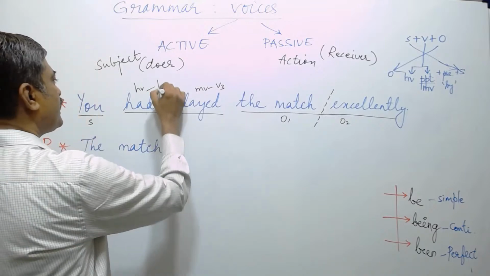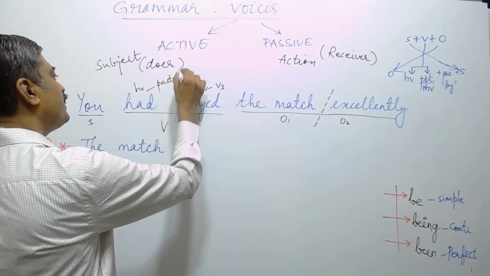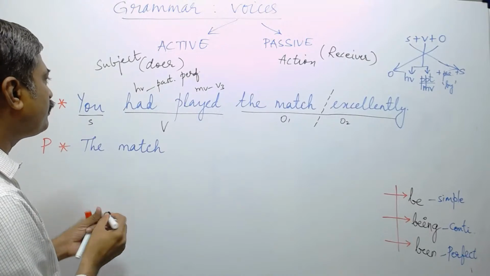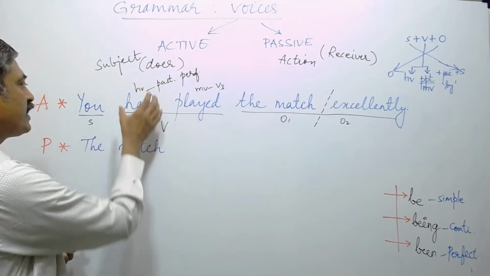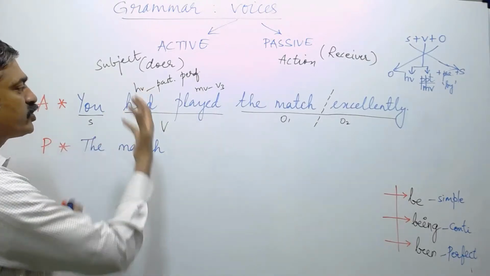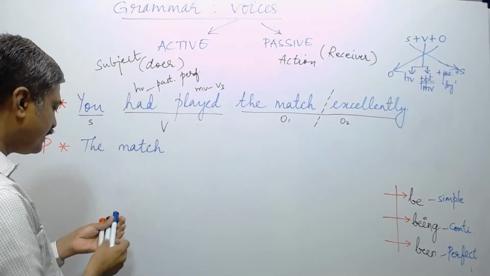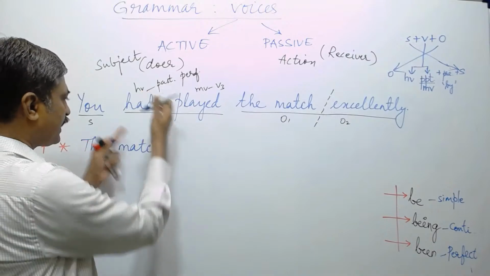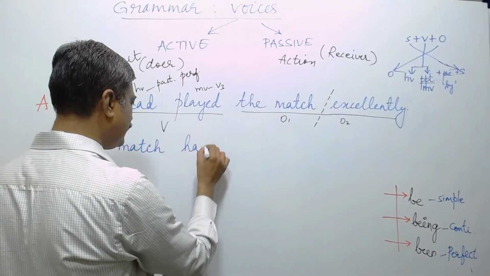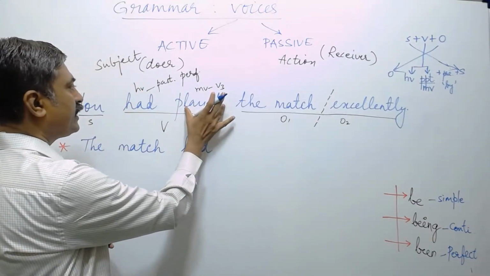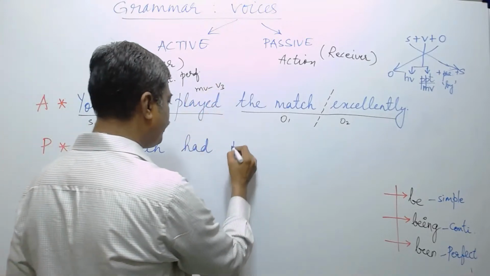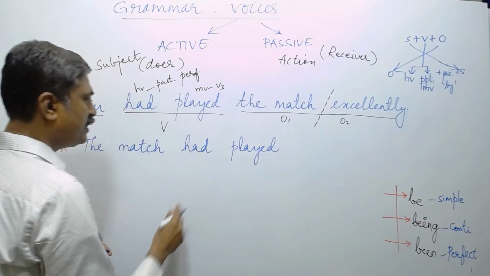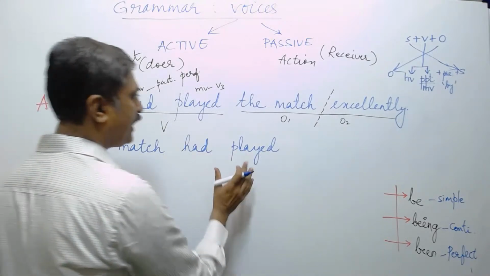Okay, this is past perfect, and in past perfect you need not be much worried about the subject, because in past perfect it is had, which qualifies both the singular as well as the plural subject. So the match, we take it as it is: had. And the past participle of the main verb play is already there on the board for us in the question. So the match had played, right?